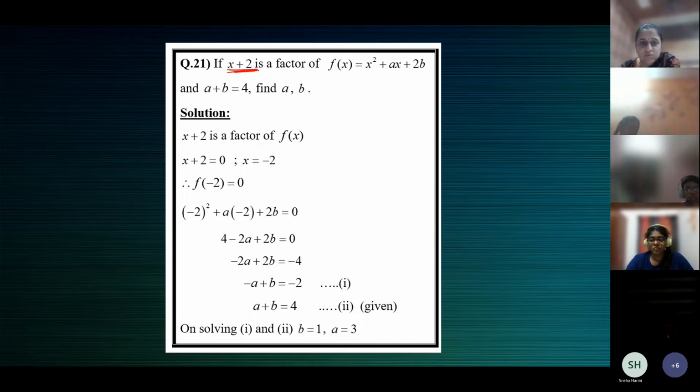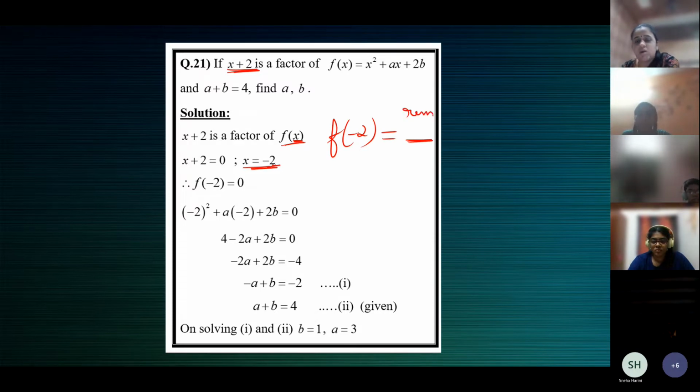X plus 2 equated to 0. So you get x is equal to minus 2. So f of x, that means f of minus 2 now because x is minus 2. So f of minus 2 is equal to what you should write here is the remainder. What is the remainder? When you divide f of x by its factor, the remainder will be 0. So the condition is f of minus 2 is equal to 0.